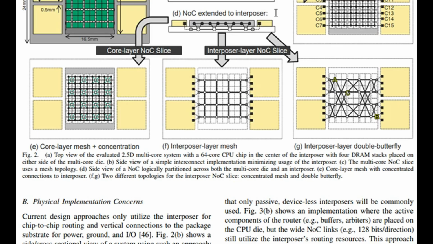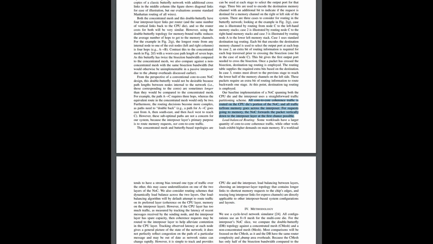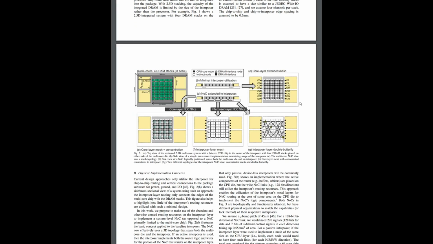So 2 different topologies, and what was interesting here was that all the core-to-core coherence traffic, that is traffic between all the cores on the CPU, was handled by the CPU die's portion of the NOC. However, all the traffic going to and from the memory goes across the interposer. And for requests going to memory, the NOC forwards the packet vertically down to the interposer layer at the first chance possible. So core-to-core communication is handled by the CPU portion of the NOC, with all the memory traffic going across the interposer.